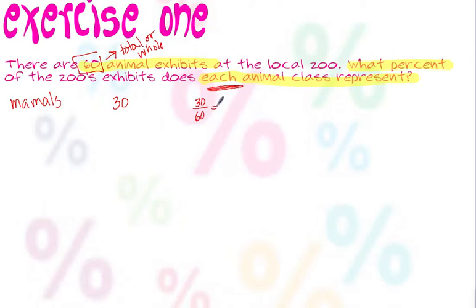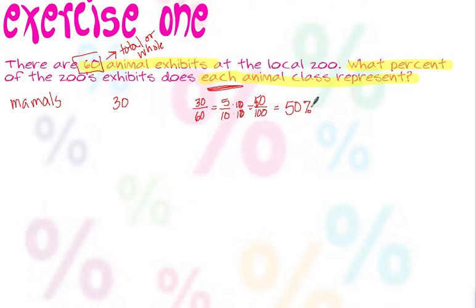If I simplify this, I can divide both of them by 6 and get 5 over 10. And then if I multiply them both by, oh, not by 2, by 10. There we go. 5 times 10 gives me 50. And I'm thinking, because I know that 30 out of 60 is half, well, that would make sense then that my percentage would be a percentage that represents half. So 50% of the exhibits are mammal exhibits.